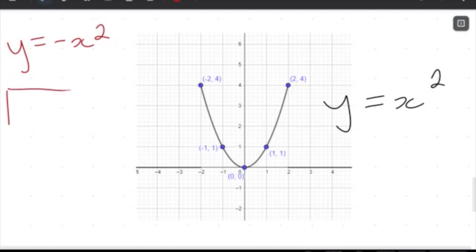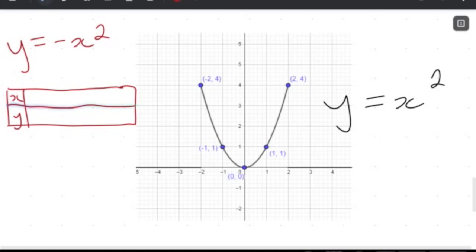We're going to draw up a table of values, and we're just going to see what happens to all of the points. Now, I'm going to pick the same x values that I have in my current graph, and we're going to see what happens. Now, we have to be really careful with this negative in front when we do our calculations. Now, subbing in x equals negative 2 here, I'm going to get negative 2 all squared, which gives me 4, and there is a negative in front here as well. So I'm going to get negative 4 for this one.